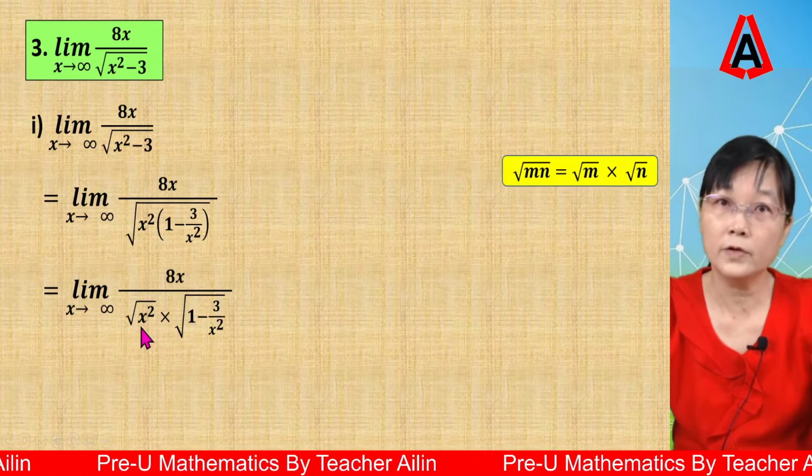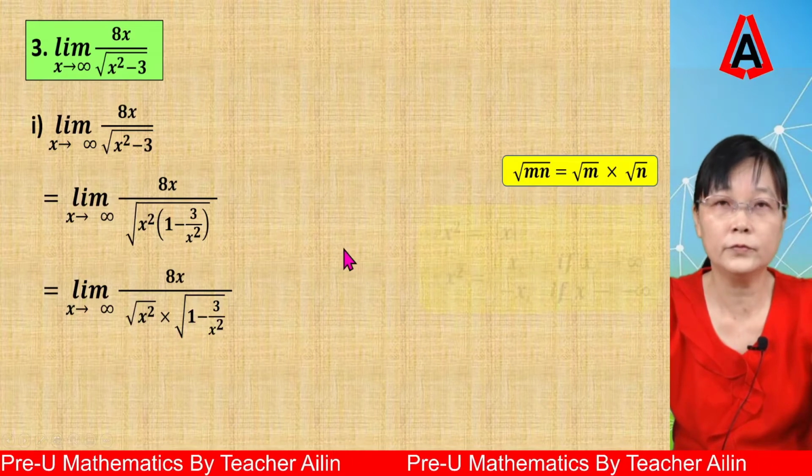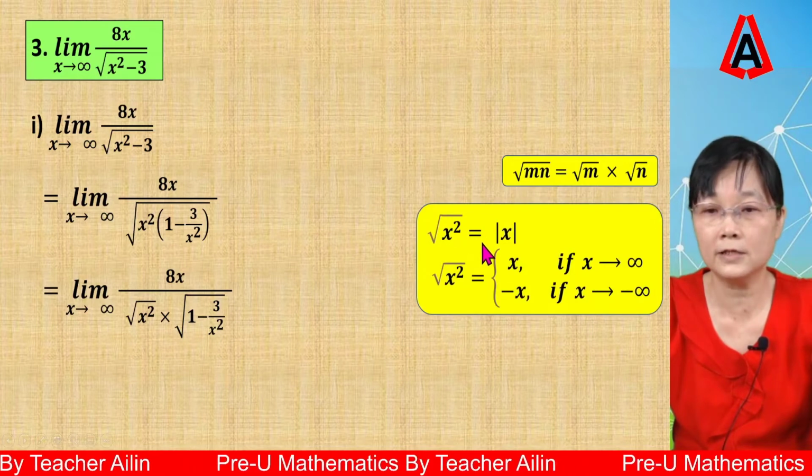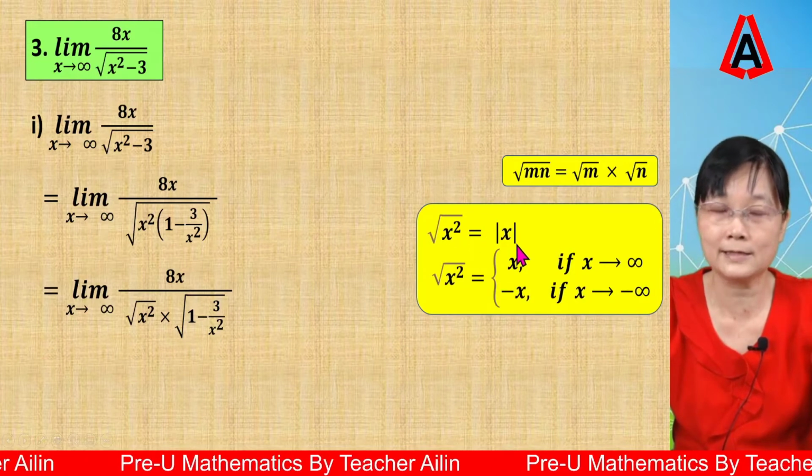Then for square root of x power 2, we know that square root of x power 2 actually is equal to modulus x.